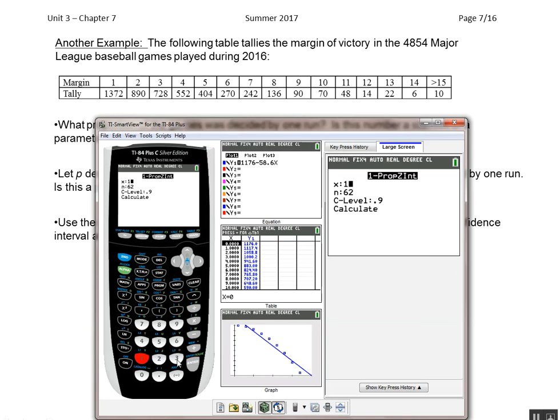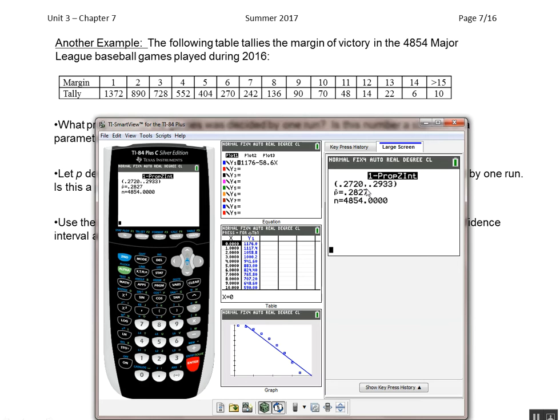So I put in 1372. N is the number of attempts. The number of attempts was the total number of games, which was 4,854. And I want a 90% confidence level, a 0.9. And so then I hit calculate, and I come up with this result.